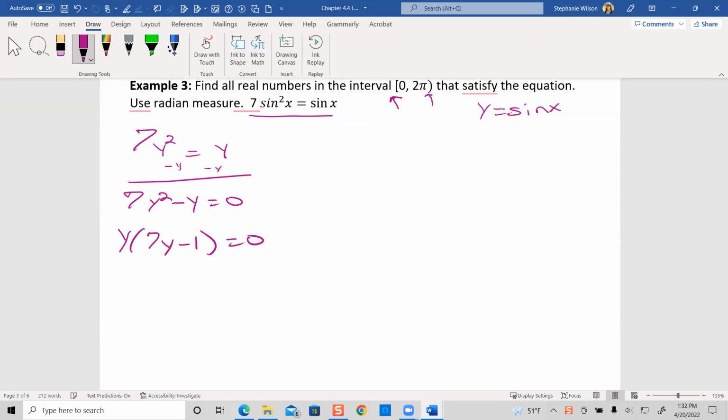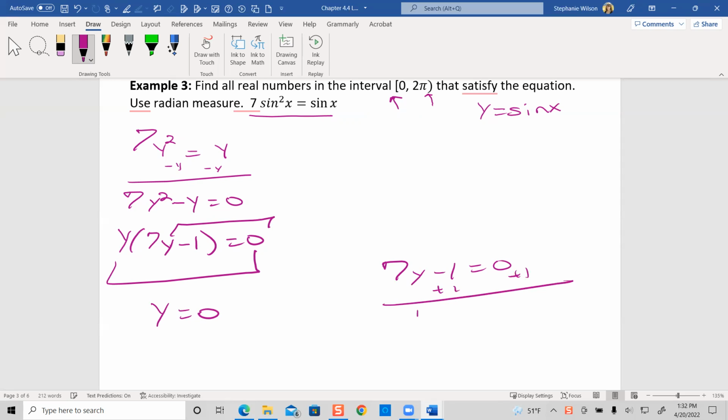Now that I did that, I'm going to have 2 values. I'm going to take this one and set it equal to 0, and this one set it equal to 0. And I'm going to solve for this y by adding the 1. And now let's divide by that 7. So I got y is equal to 1/7.